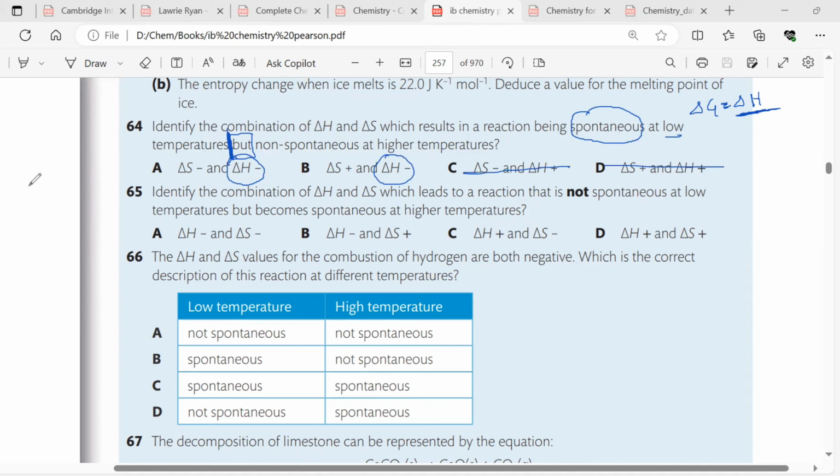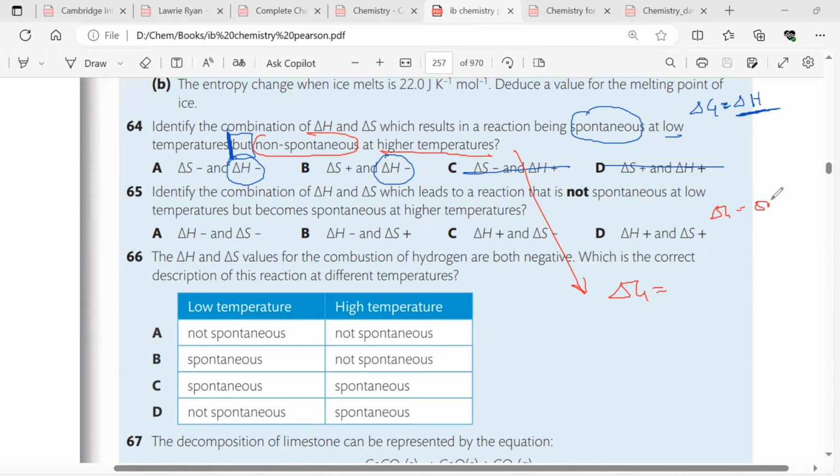Is it clear? Now to Kavya. Kavya, tell me, non-spontaneous at a high temperature. At a high temperature, how should we write down the equation? Kavya, delta G is equal to what at high temperatures?